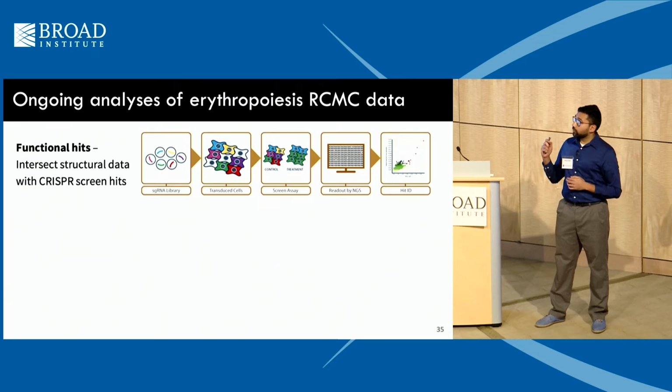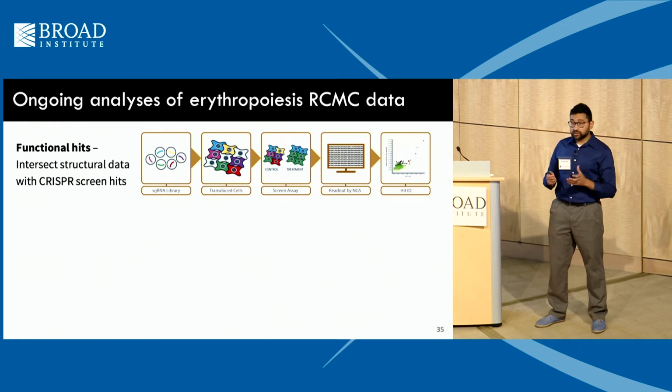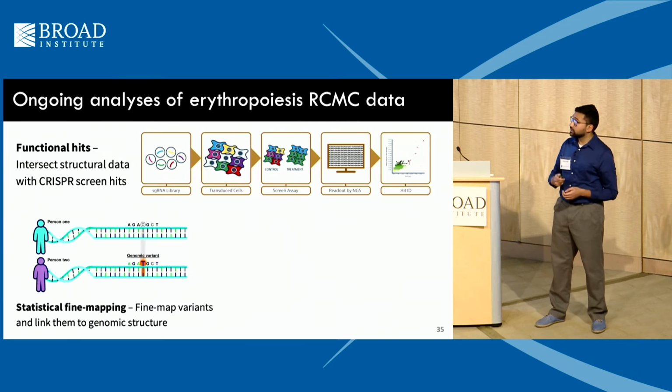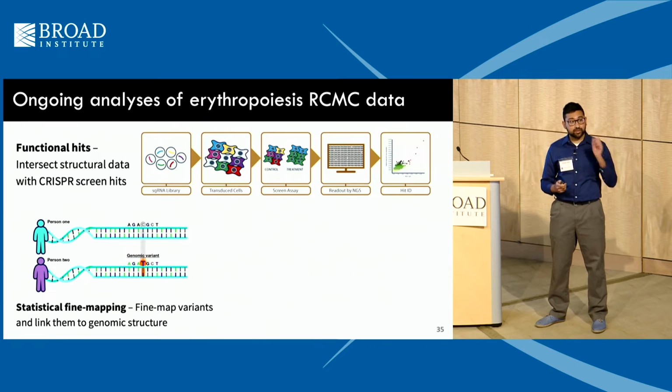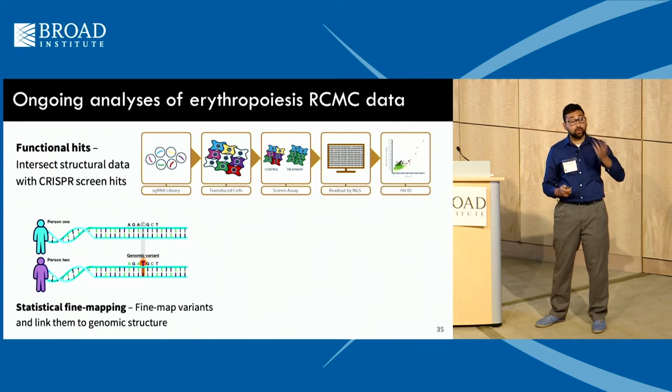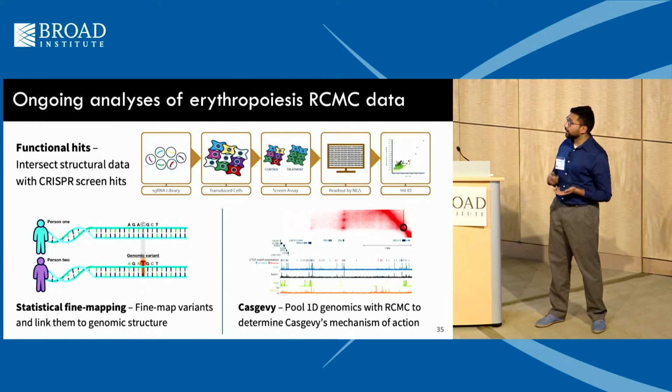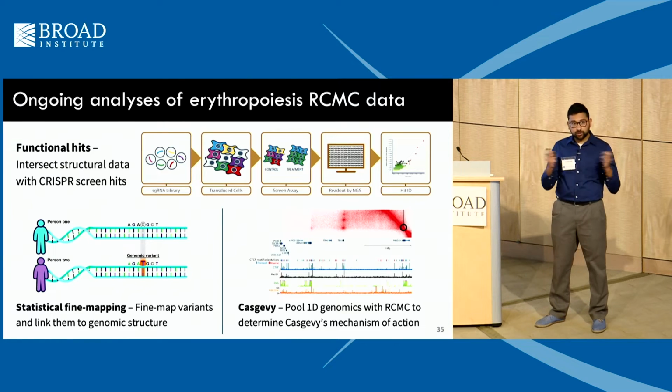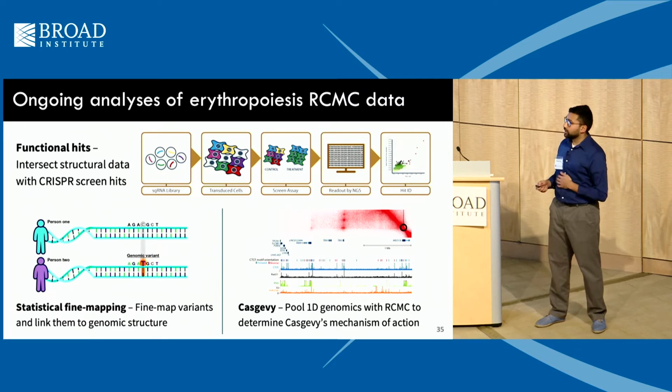And so we're currently looking at how we can intersect the structural hits with BCL11A CRISPR screen hits, doing some statistical fine mapping to really hone in on the variants that are most causal for phenotype, and then really closing the door on the Casgevy story to really define the mechanism of action there.